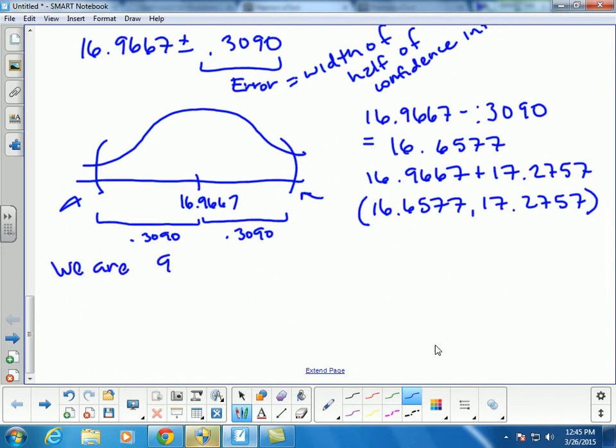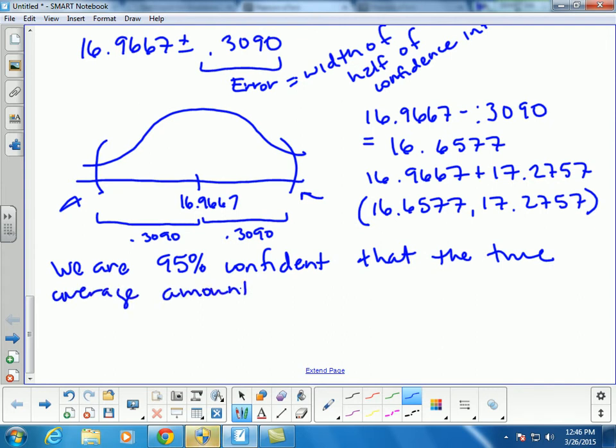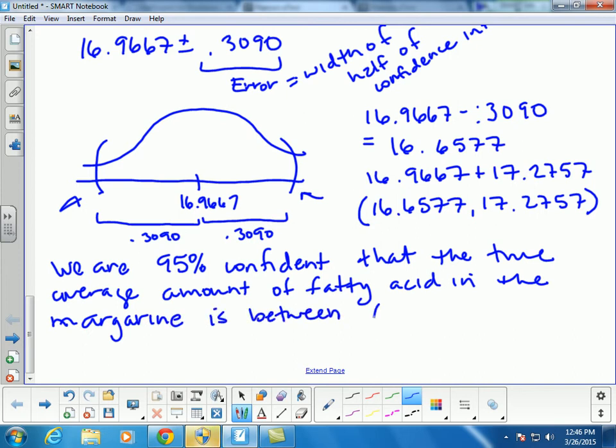And I can say that we are 95% confident that the true average amount of fatty acid in the margarine is between 16.6577 and 17.2757. And again, this confidence interval was only created off of a sample of 6. So that's a pretty powerful tool. You can have a pretty small sample as long as that sample is good, and you can bound a population estimate around it.